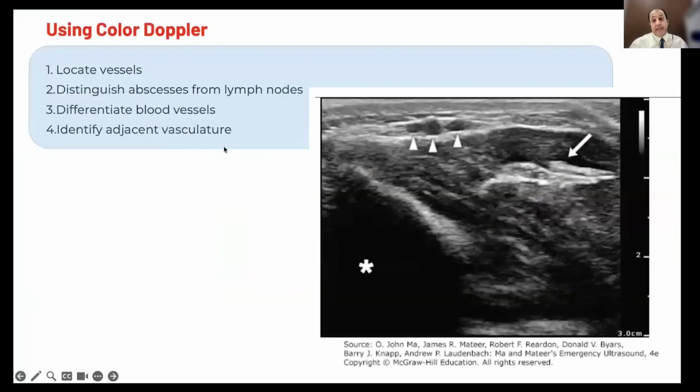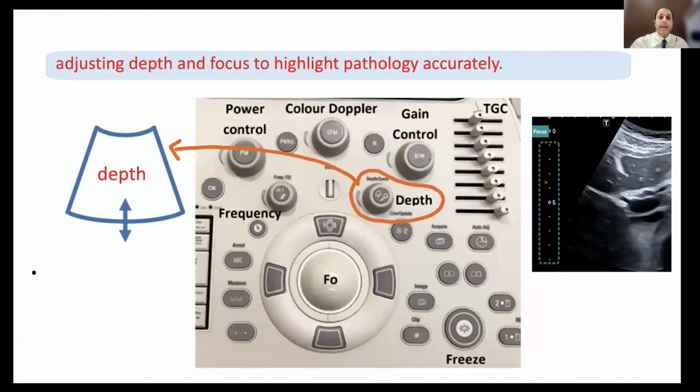Using color Doppler is very important in soft tissue infection, just to locate vessels, distinguish between abscess and lymph nodes, which we will discuss later, differentiate blood vessels, and identify adjacent vasculature. So with color Doppler, we can map the structures around the abscess, around the cellulitis. If you want to do a procedure, for example an incision, you avoid hurting these organs.